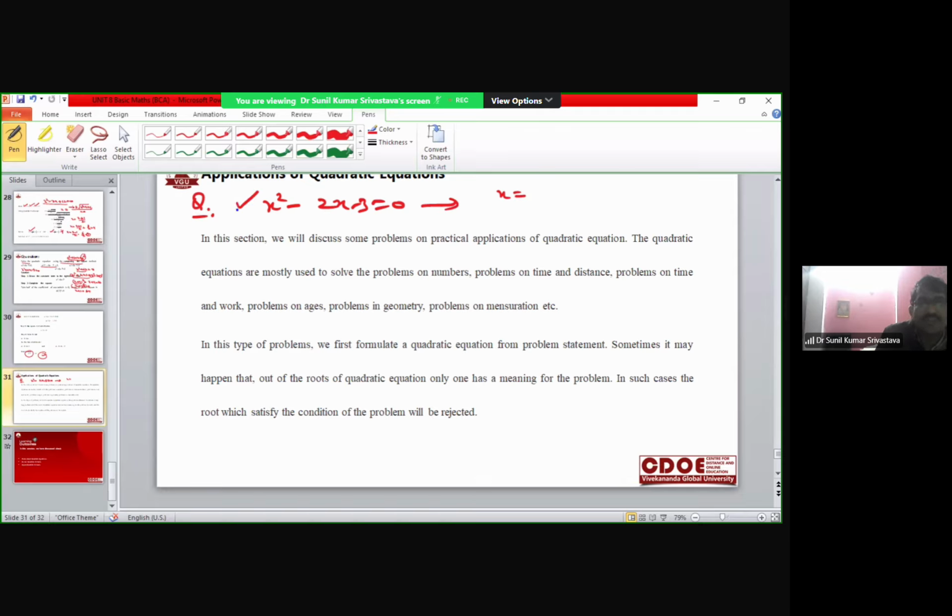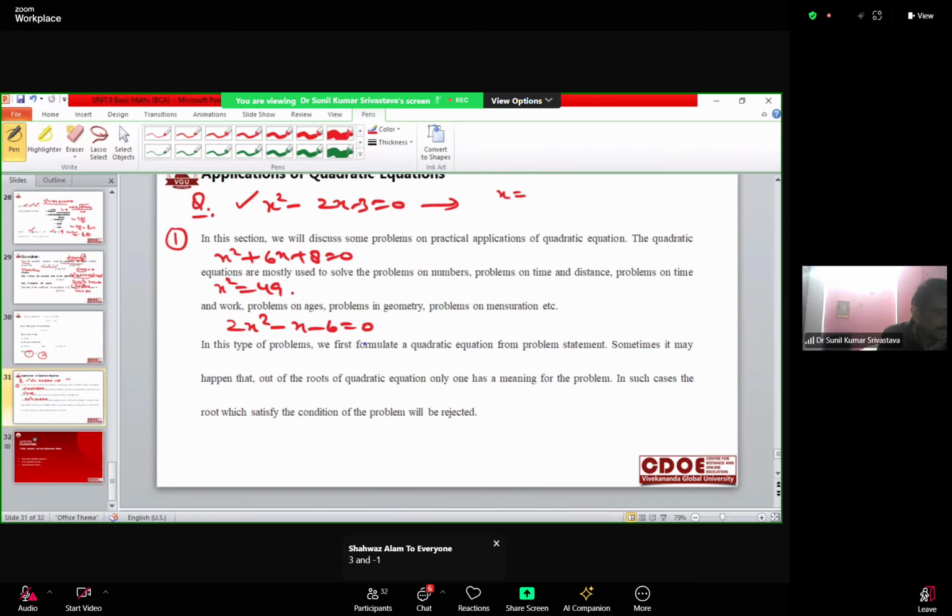So give the answer for this one. I have also written some examples here. x square plus 6x plus 8 is equal to 0. And x square is equal to 49 is also an example. We are given 2x square minus x minus 6 is equal to 0. We have to also solve these equations. Also x square plus 4x plus 3 is equal to 0.